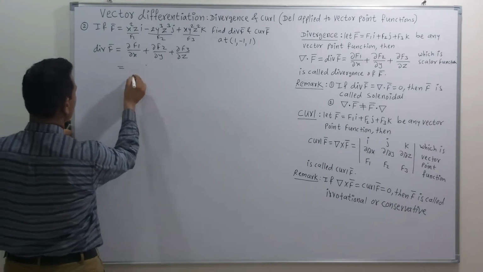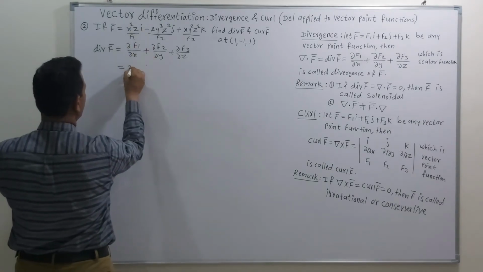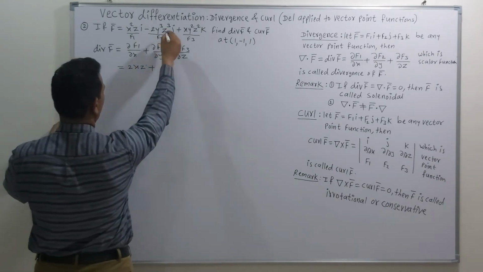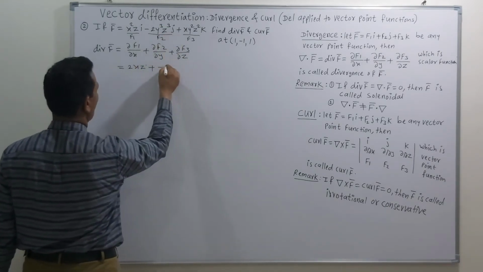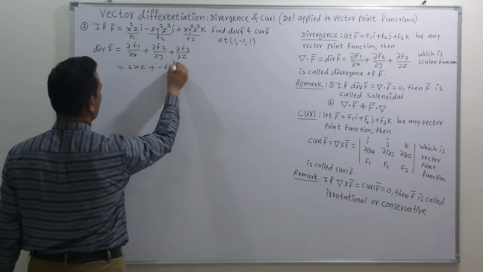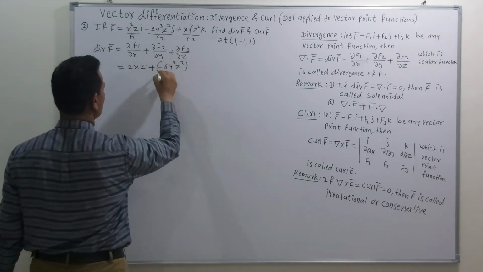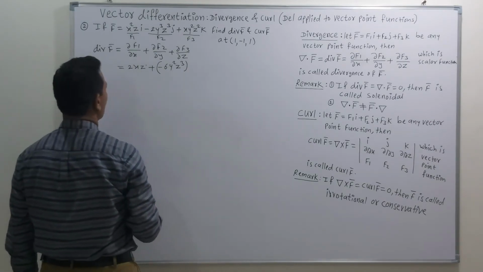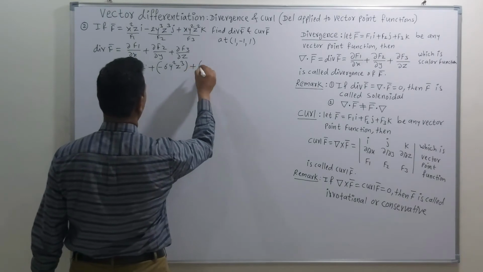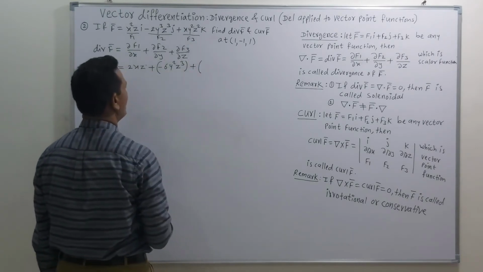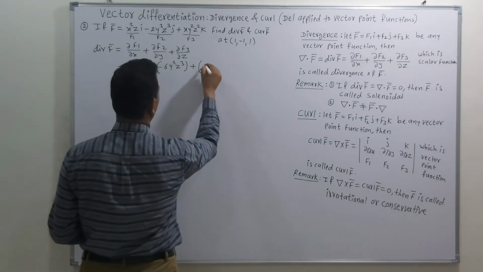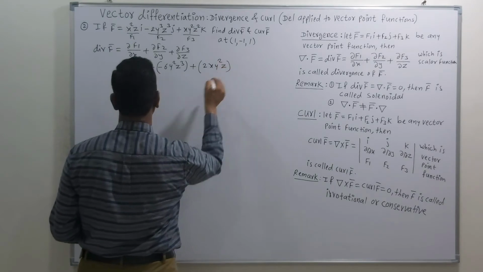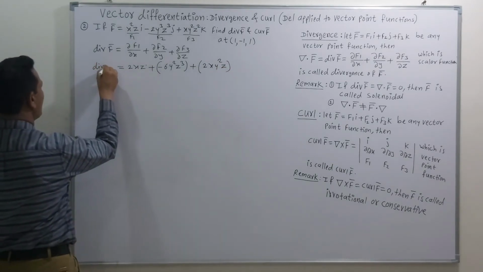So we can write the derivative of this function with respect to x as 2xz. Again we can write the partial derivative of f2 with respect to y as minus 6y square z cube. Then next is the partial derivative of this term with respect to z, which is given as 2x y square z. So this is called the divergence of f bar.